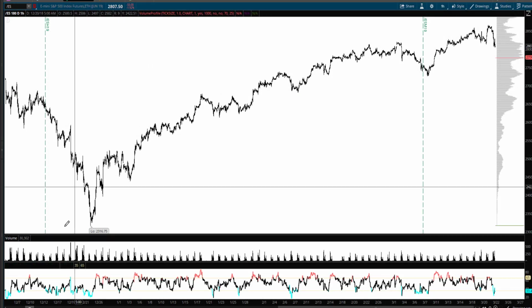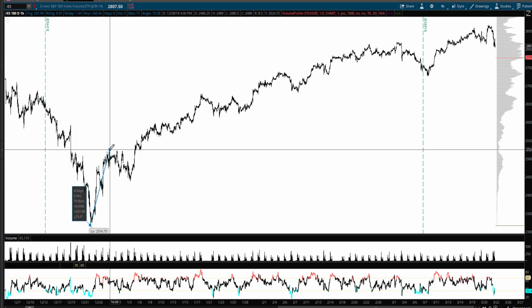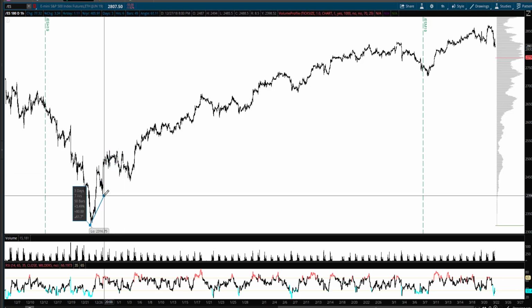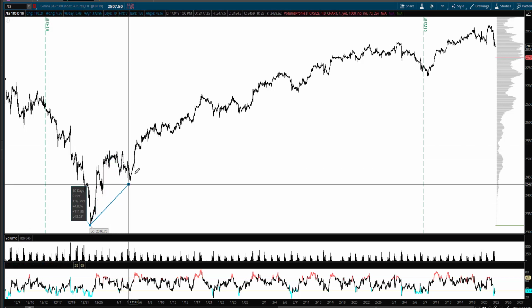Okay, here is your hourly chart. So if you started from the bottom and went to this top here, you can see that it broke, and here's the widest point. It broke that trend line, came down, but it made a new high.